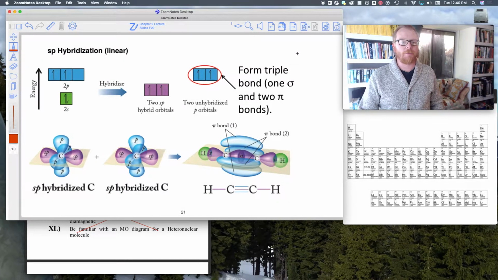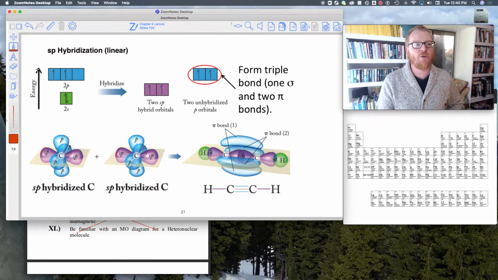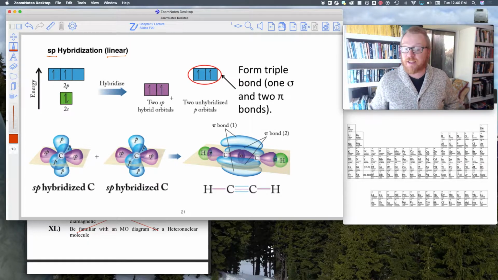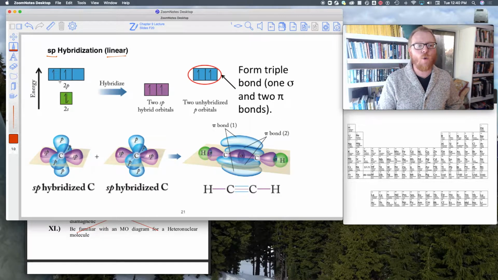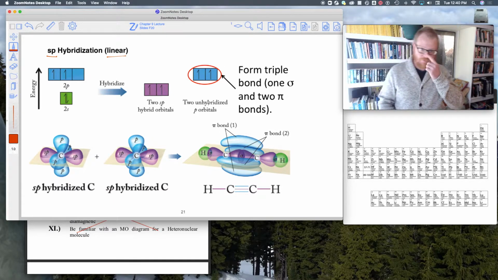So moving on, let's talk about sp hybridization. I want you to recognize sp hybridization is synonymous with the geometry linear. What happens in sp hybridization is only one s orbital mixes with one p orbital. And so what we're left with is two p orbitals, or two electrons, two unhybridized p orbitals.